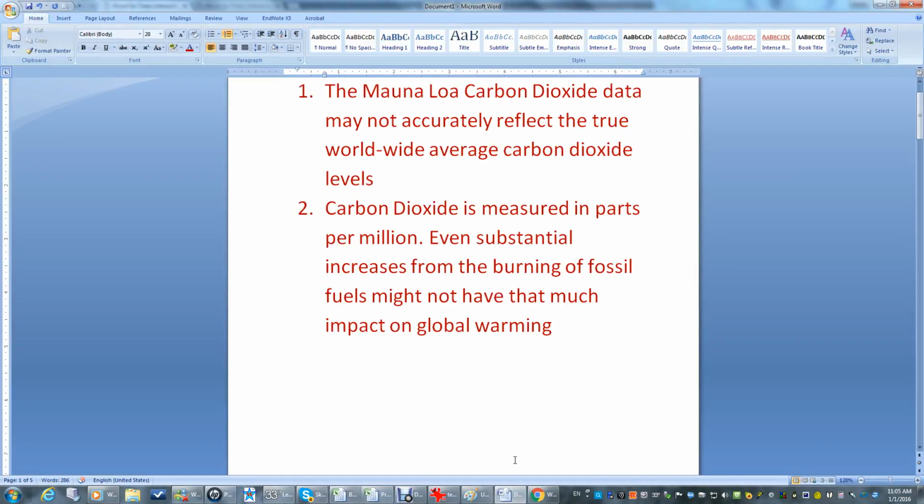The first possibility is that the Mauna Loa carbon dioxide data may not accurately reflect the true worldwide average carbon dioxide levels, and if we had a better measure that took into account many more locations, we might end up with some carbon dioxide data that looks much more similar to the data that we see for temperature. In other words, a better measure might actually incorporate that flattening that we're seeing.